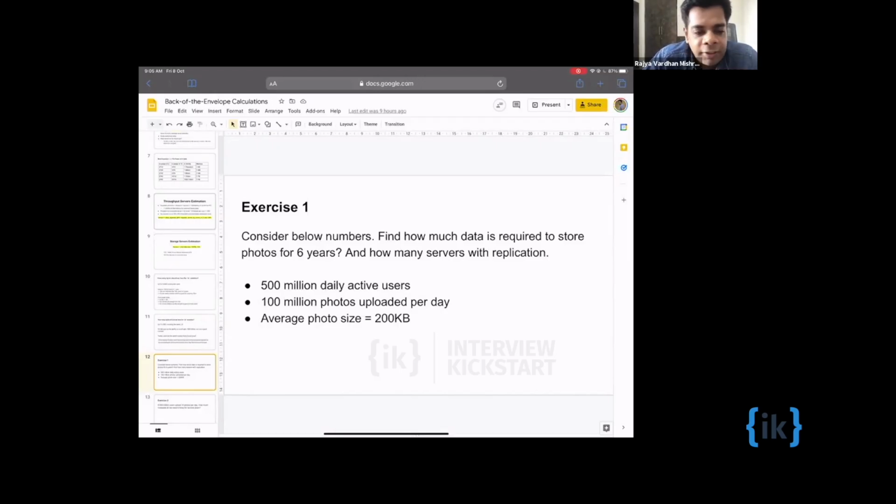Maybe you came up with the number of daily active users as 200 million, and maybe your interviewer said, no, maybe let's make it 500 million.